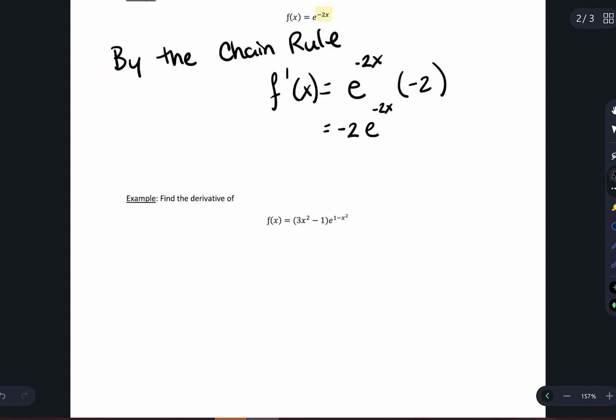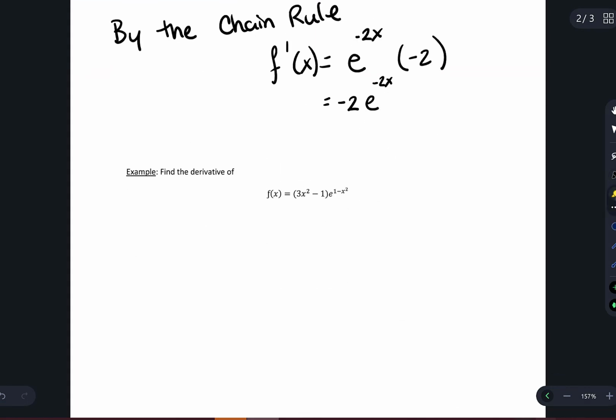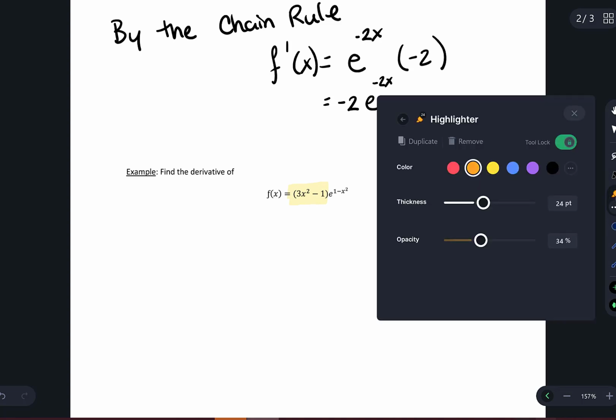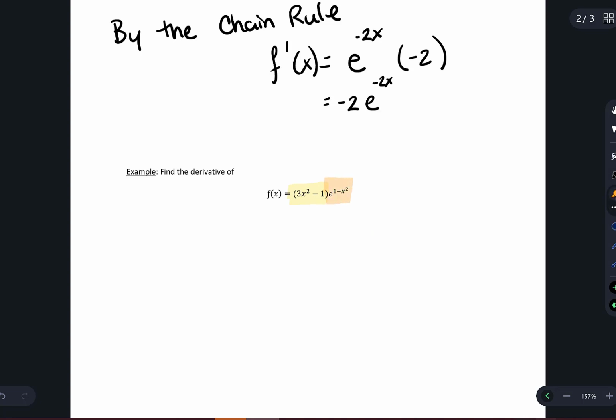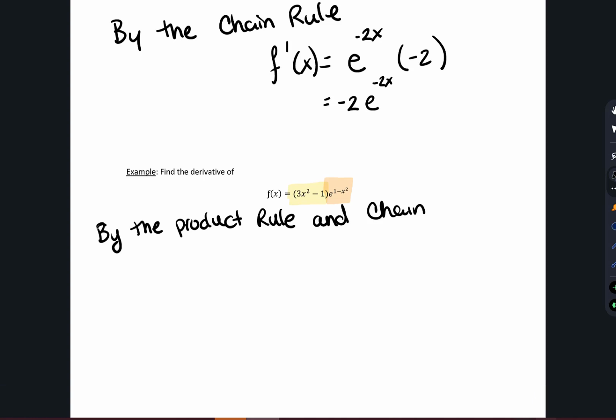All right, so let's look at another example. So notice in this example, we have a function of x multiplied by a second function of x. That second function is e to the 1 minus x squared. So notice here we know that we're going to need to use the product rule, because we have those two functions multiplied by one another, and we're also going to need to use the chain rule because we have e to a function of x.